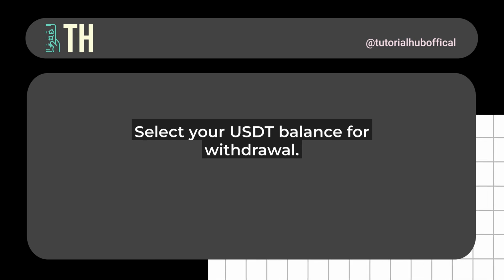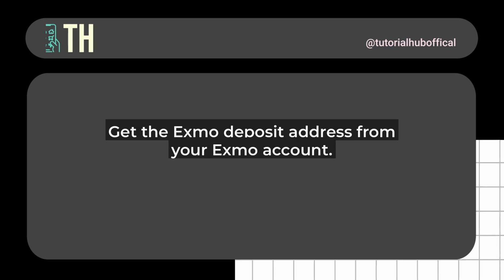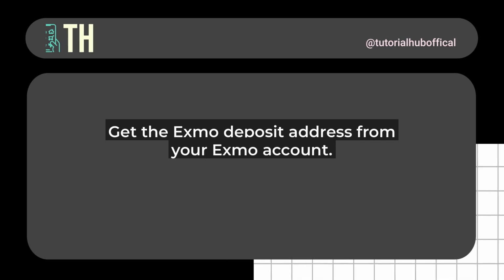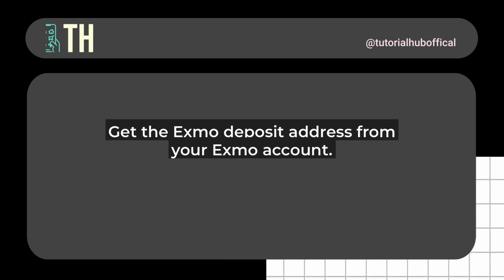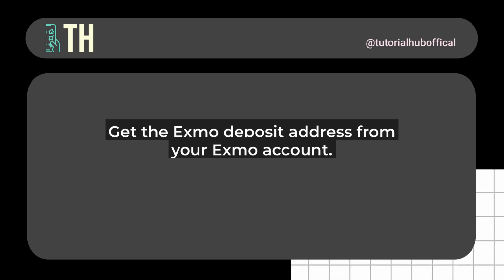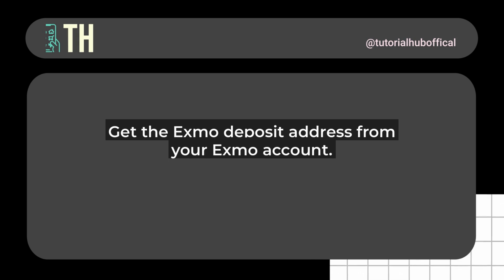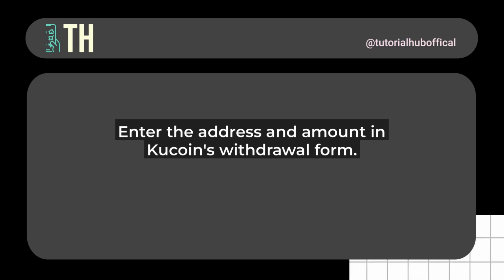Step 2. Find your USDT in the list and click on it. Look for the Withdraw or Transfer Out option. Before proceeding, verify the network you're using. USDT on KuCoin is typically on the TRC20 or ERC20 network, so match this with Exmo's requirements to avoid any issues.